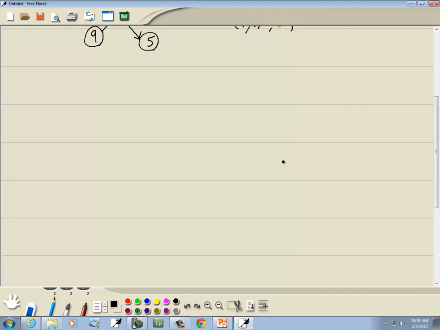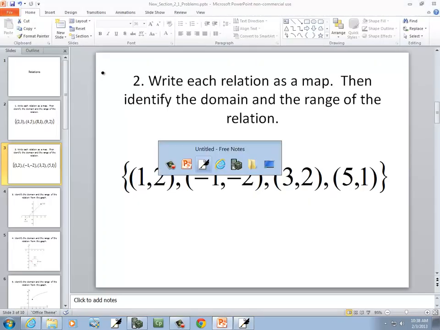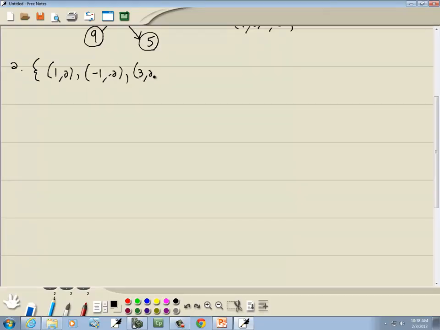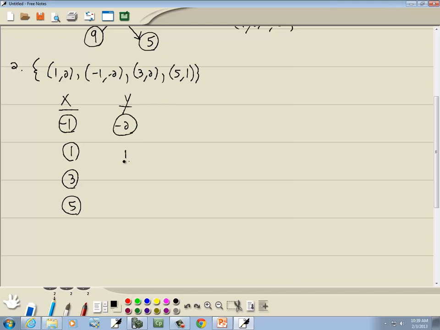Let's look at our second problem. We have (1, 2), (-1, -2), (3, 2), and (5, 1). And again, I want to do my map, so I'm going to write down my x values from smallest to largest. It's like -1 is my smallest, then 1, and then 3, and then 5. Now our y values from smallest to largest. Looks like I got a -2, 1, and 2.